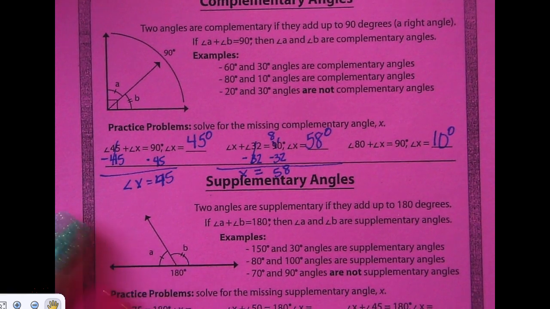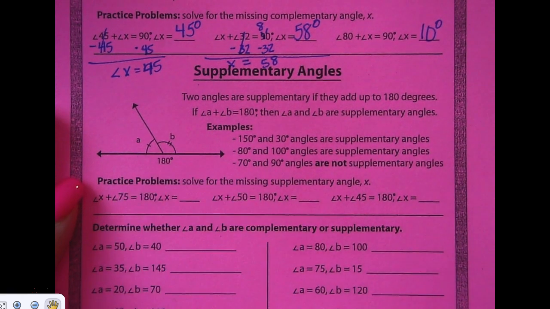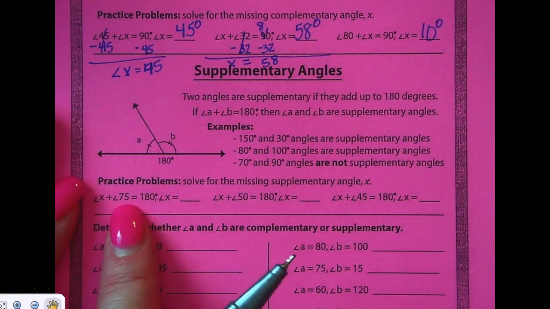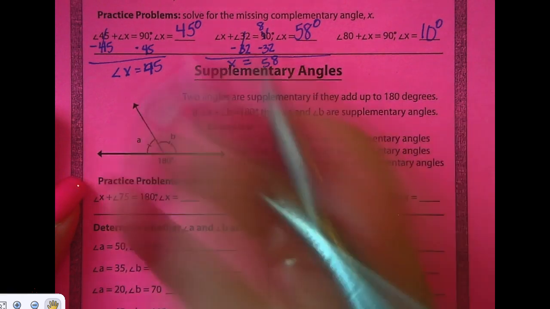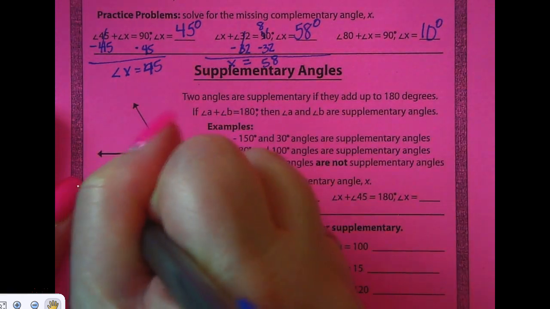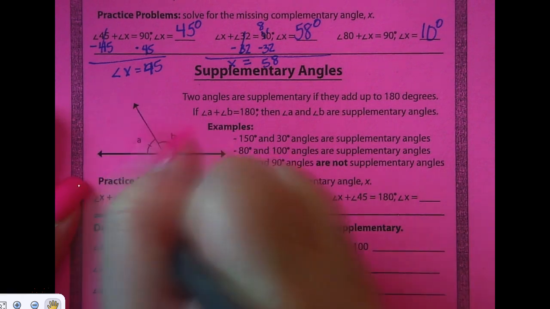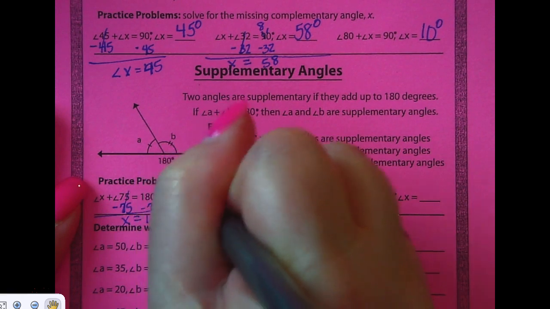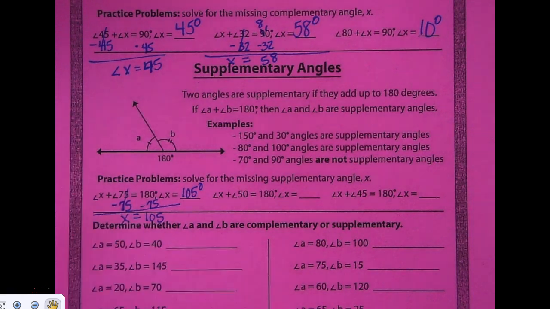Everybody understand the math there? Okay. Supplementary angles are two angles that add up to 180. So angle X plus 75, the other angle, has to equal 180. Subtract 75 from both sides. Angle X has to equal 105. 180 minus 75 is 105.